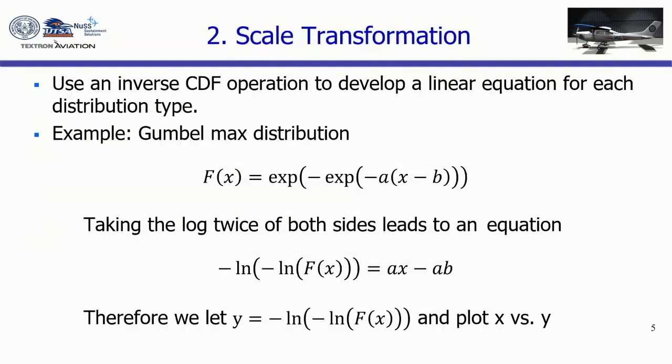Next, you have to decide on a transformation function for the distribution that you're trying to evaluate, to see whether it fits that data or not. Here we have the Gumbel max distribution, e to the minus e of this. So you would take the log twice of the empirical CDF value, and then you see you have a linear equation on the right. You can plot that on a graph and check how well the data fits a linear model.